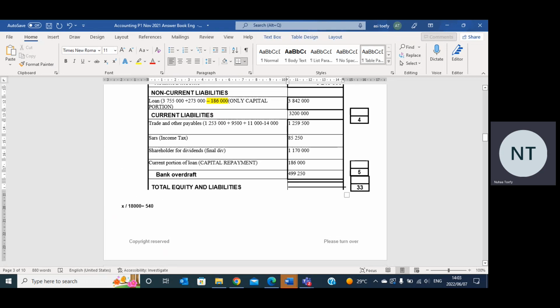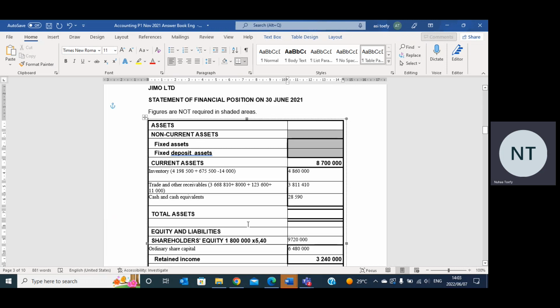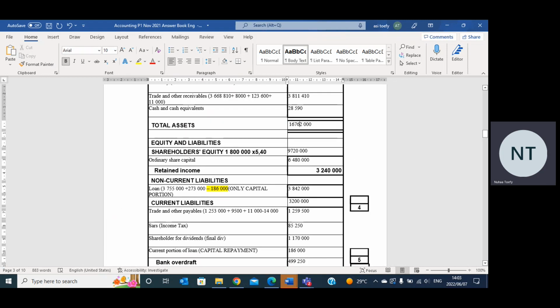Okay. Now that I have everything, I can add up my equity and liabilities, which gives me 16762,123, and then I just go and put it in here. 1672. Okay, because you should actually have the same. Remember, that's the rule of the balance sheet. I'm missing 17. Missing that your total assets and your total liabilities need to be equal, right?